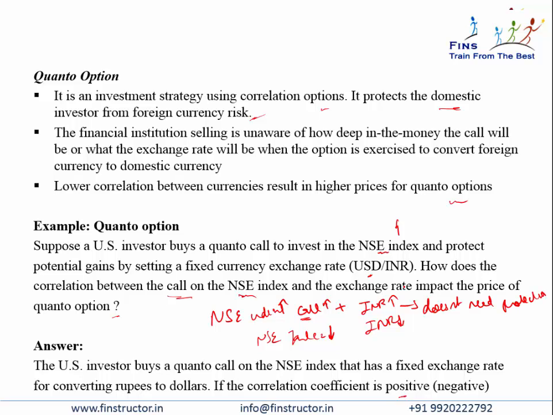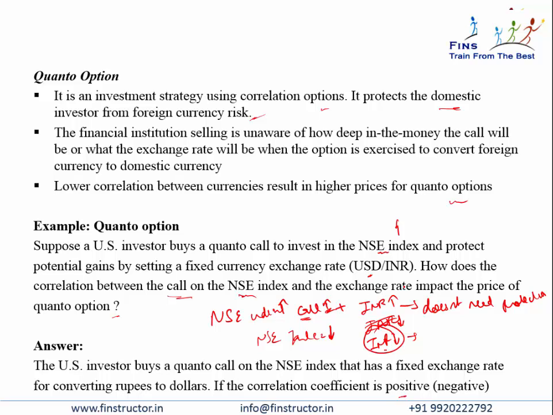However, if there is a negative correlation, that is when the NSE index goes up or the value of the call option comes in the money, the value of the call goes up, the INR actually depreciates. The INR goes lower in value as against the USD. Then does he need protection to protect his returns or profits? Yes, he does. So in this case, the Quanto option will have a higher value because the investor needs to protect his returns in US dollar terms. He doesn't want to be impacted by this INR depreciation.